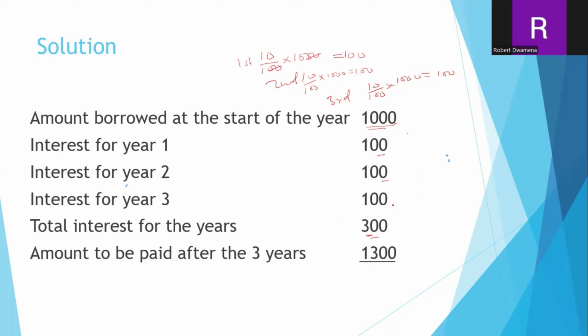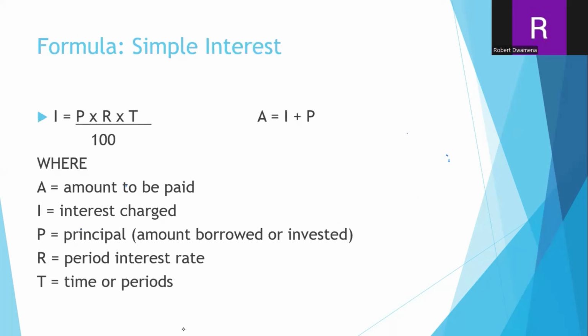And the amount we borrowed plus the interest is what we are supposed to pay. So that is the principal plus the interest gives us the amount. And that is what we are having here as the 1,300. Okay, so let's move on.